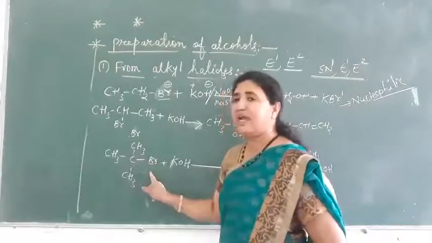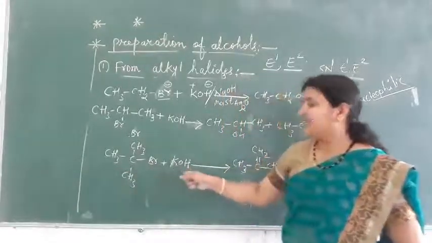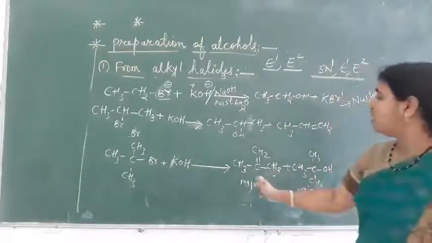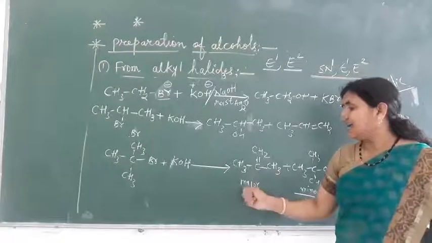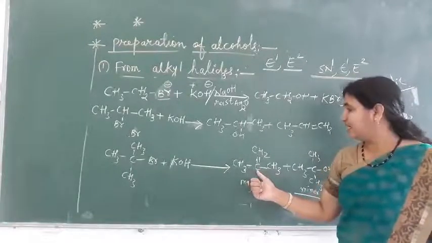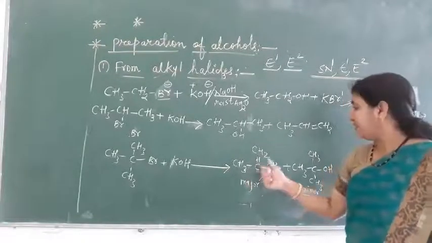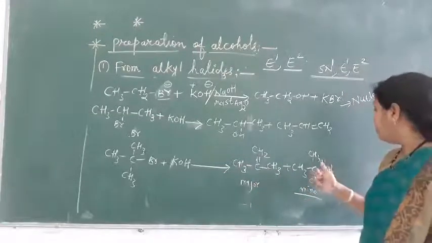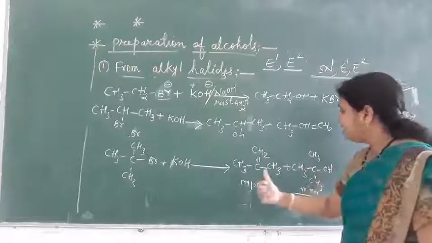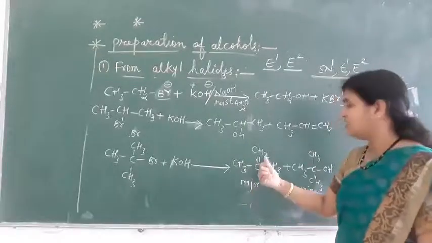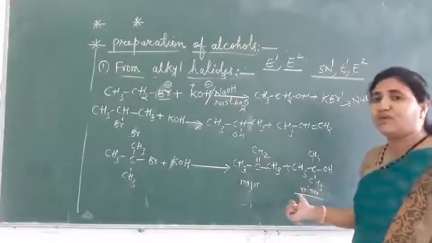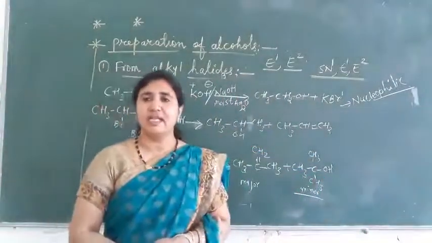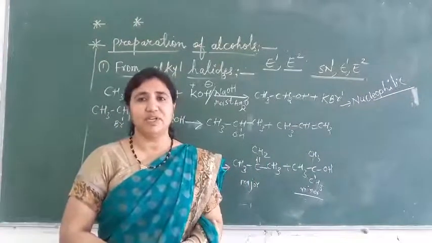Tertiary butyl bromide reacts with KOH. It gives tertiary alcohol, and we also get alkenes. Isobutene it is. So we get a mixture, but here the major product is alkene and the minor is alcohol. Why are we getting a mixture of alcohol and alkenes in a nucleophilic substitution reaction?